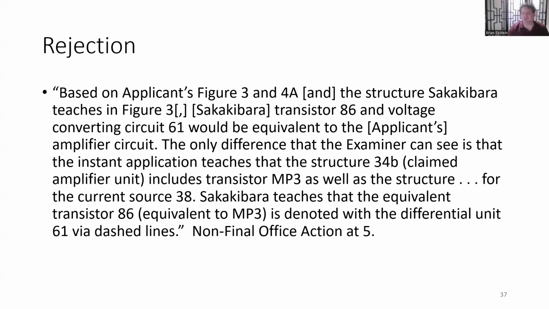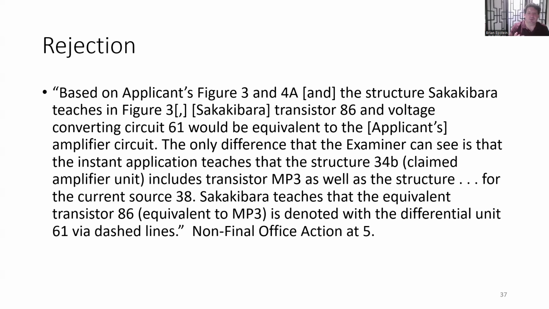So the examiner relies on the Sakakibara reference in making the rejection. I believe this one was a woman. She says that based on applicant's Figure 3 and 4A, and the structure Sakakibara teaches in Figure 3, Sakakibara transistor 86 and voltage converting circuit 61 would be equivalent to the applicant's amplifier circuit. The only difference that the examiner can see is that the instant application teaches that the structure 34B, the claimed amplifier unit, includes transistor MP3 as well as the structure for the current source 38.